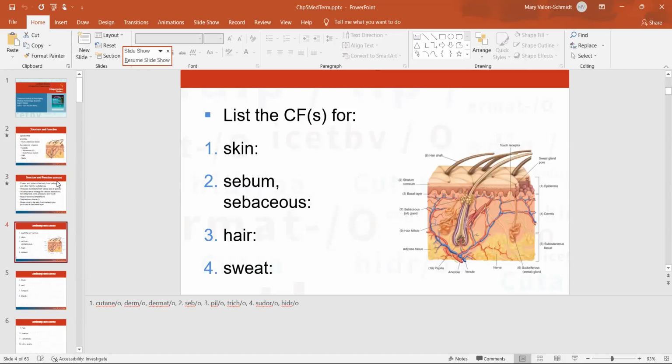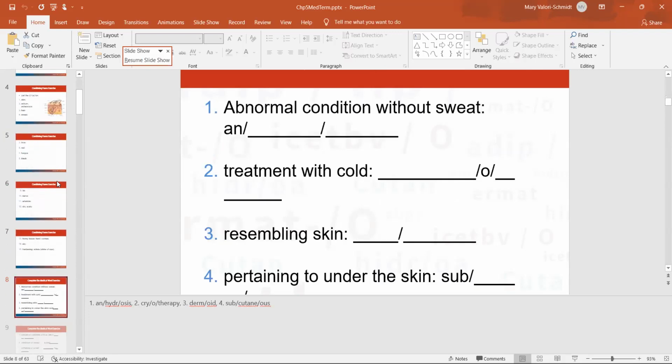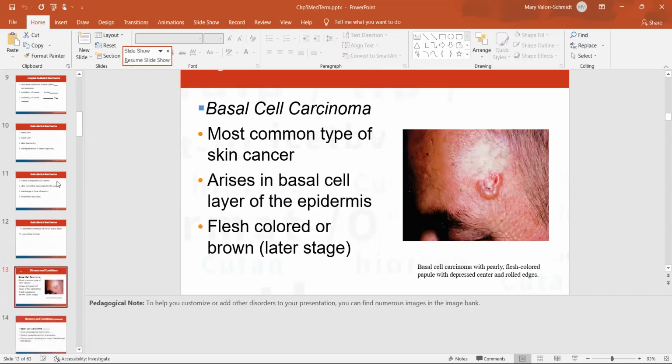And so we're looking at the combining forms of these words. So we'll do this at the end. Let's get on with this.